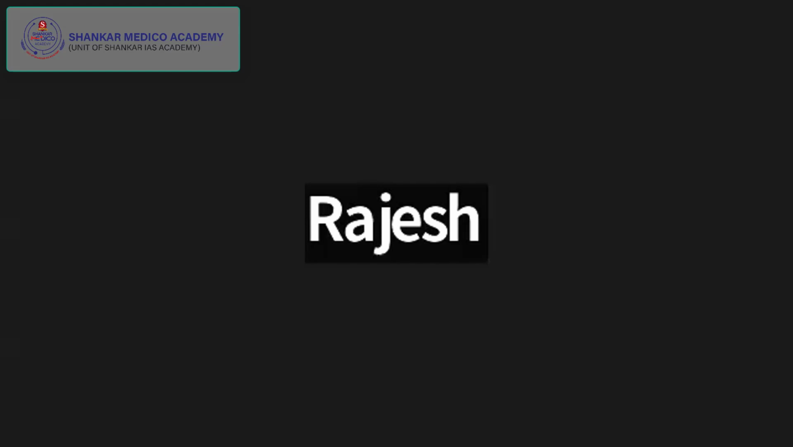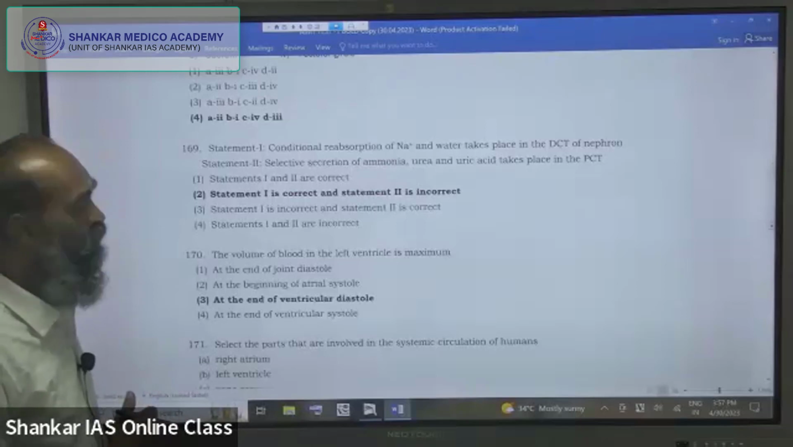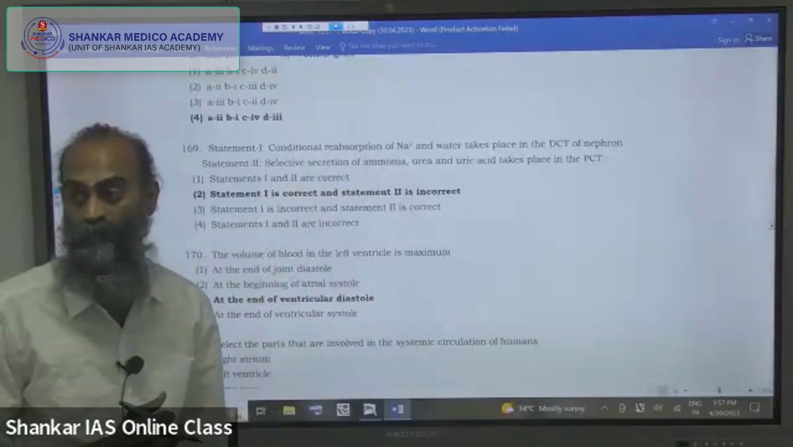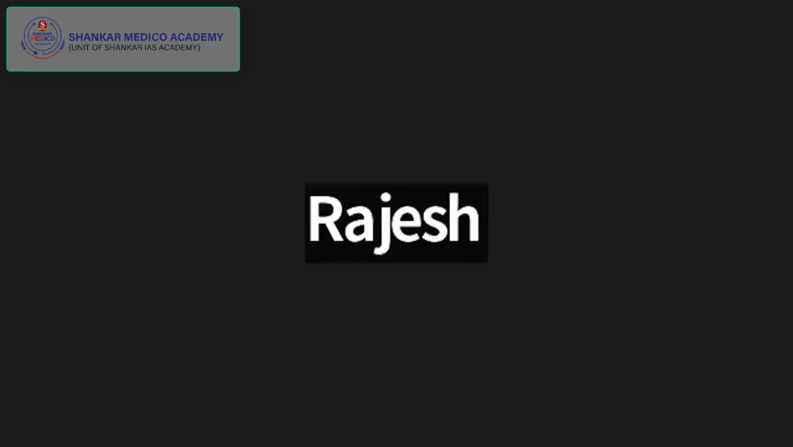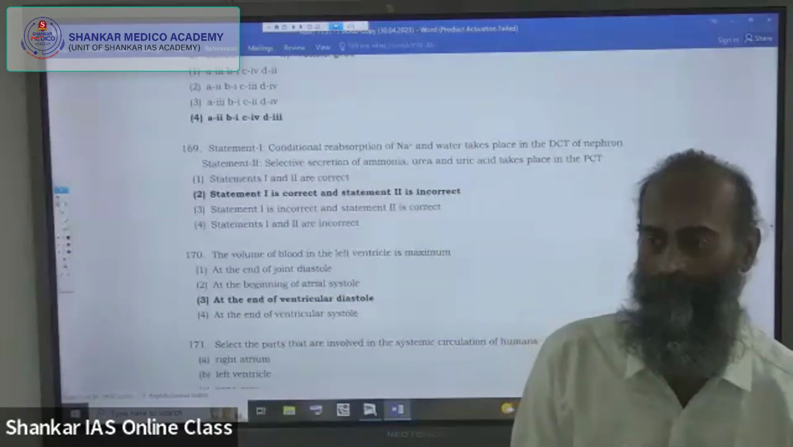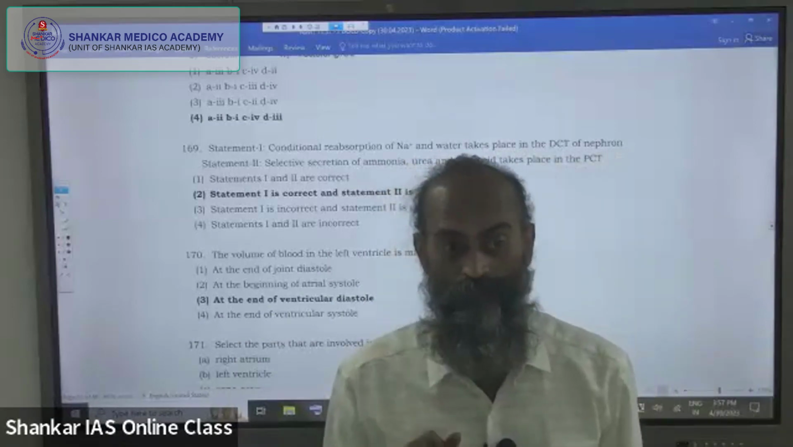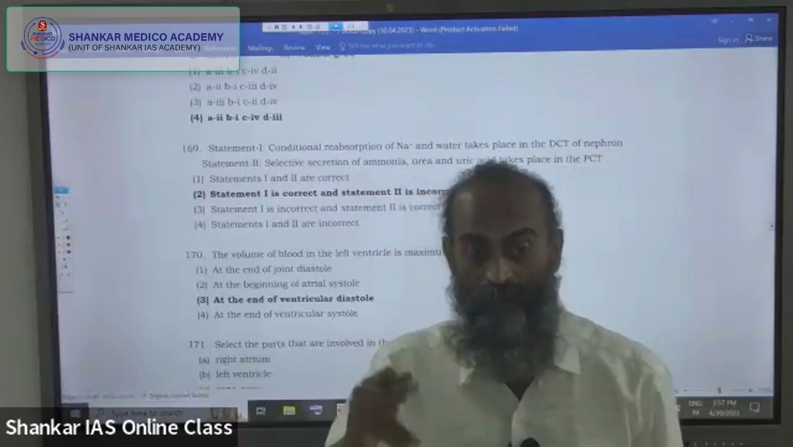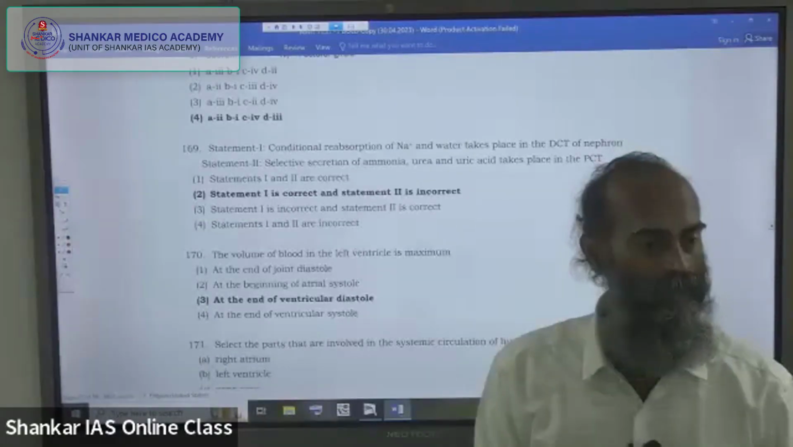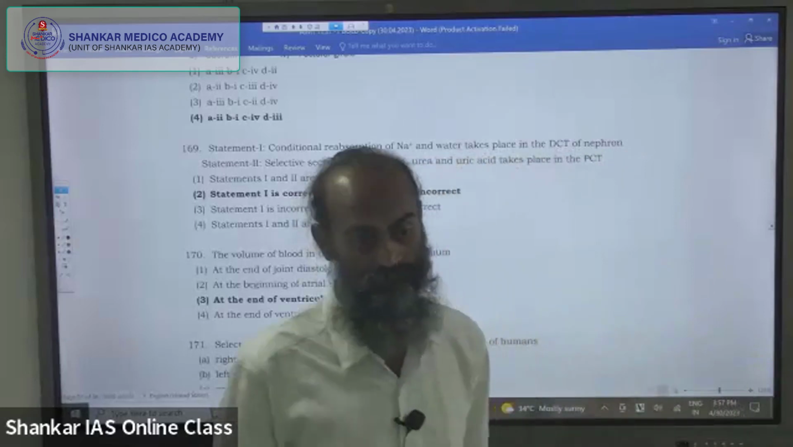Conditional reabsorption of sodium and water takes place in the DCT of the nephron. Is it correct or not? Then under which influence does this happen? Conditional reabsorption of sodium and water: aldosterone. You have to always remember aldosterone for salt retention. Whenever the salt levels are low, the macula densa and juxtaglomerular apparatus get activated. Vasopressin here? It is vasopressin.